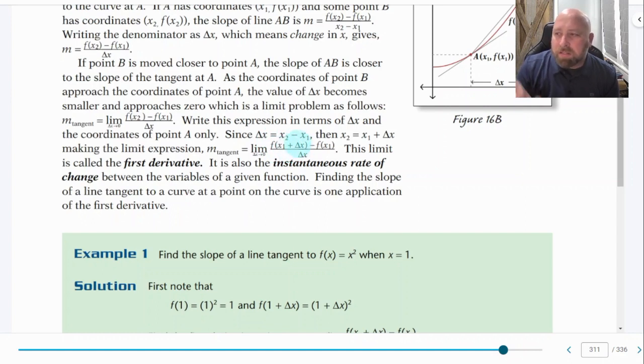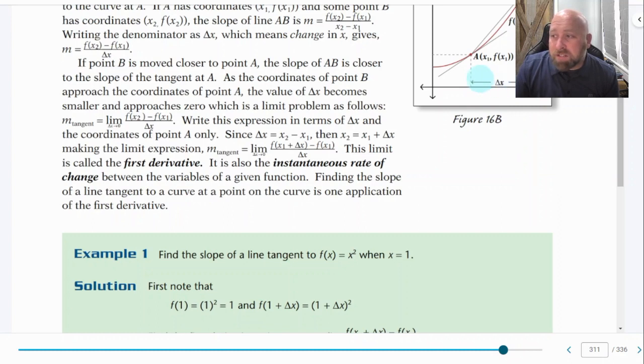What's the delta of x? The delta of x is our change in x. So let's say that this is a 1 and this is a 2. Our change in x would be 1 in that case. What if this was a 1 and this was a 3? Well, our change in x would be 2 because we're going from 1 to 3.